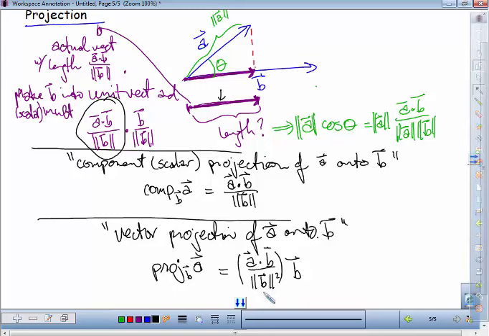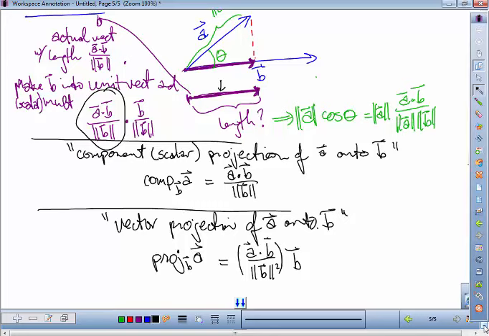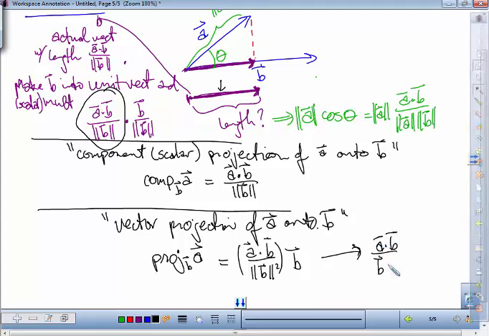In fact, according to one of the properties, we can rewrite this bottom as what? Not that it's usually written that way, but we can. A dot B over B dot B. Don't cancel the B's. Dot products don't work like that.